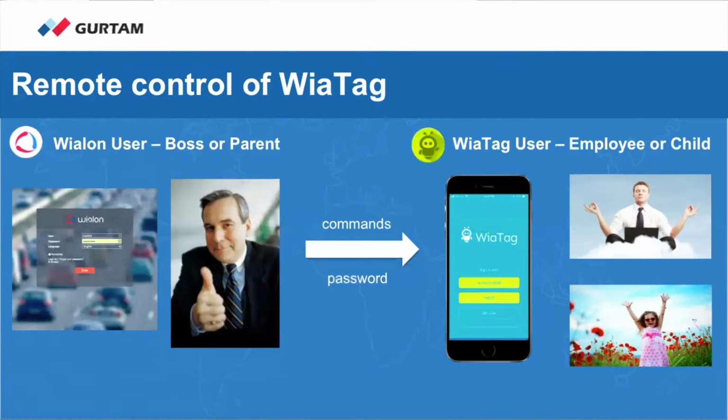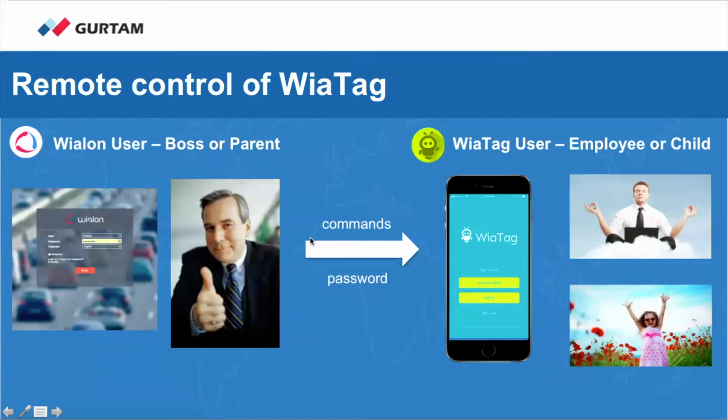On the left side, I'm showing you someone who is using the platform. That can be an end user, who can be a boss of the company, or probably a parent. It can also be a fleet owner, but the two other scenarios are about people tracking, personal tracking. In this case, it can be the role of a boss or a parent. And on the other side, we have someone who is using the WiaTag, and it can be an employee or a child. And of course, both of them should be happy.